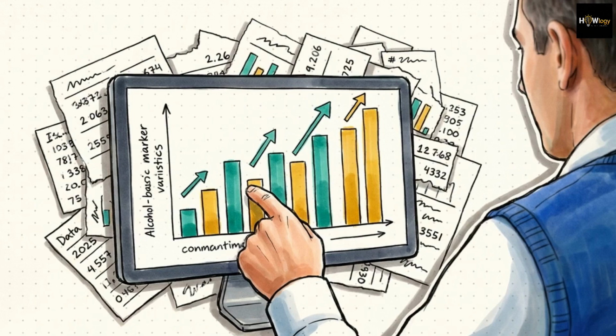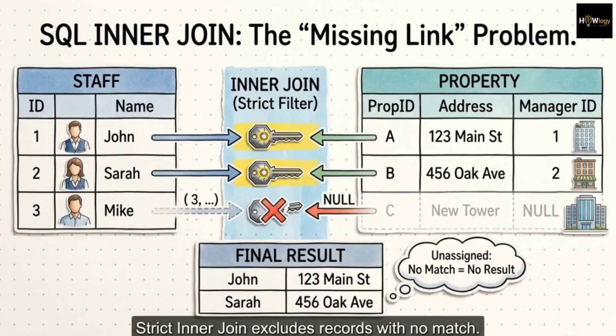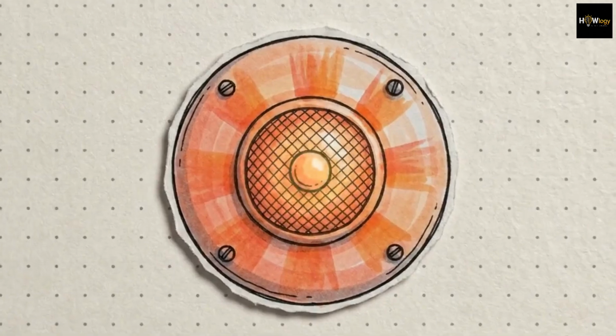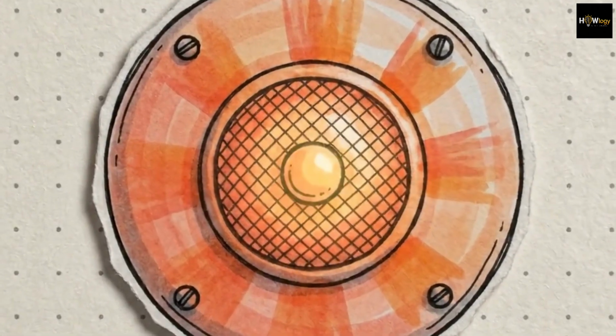of separated data. But business isn't perfectly neat. What happens if a property has just been acquired and no manager has been assigned to it yet? If we run our strict inner join, that unassigned property fails the test. Because it lacks a matching manager ID, the property completely disappears from our final results. In a corporate environment, a missing assignment is a red flag requiring immediate attention. If data vanishes from the report, the problem goes completely unnoticed.